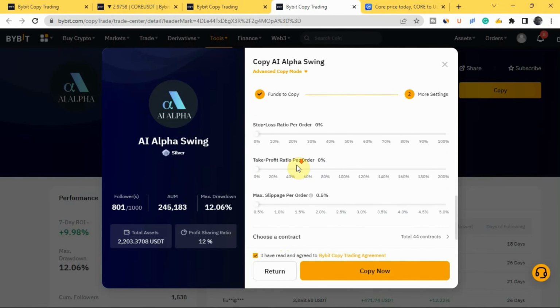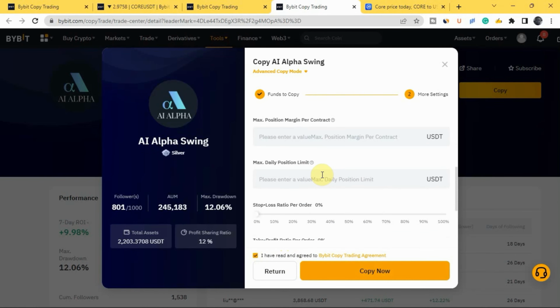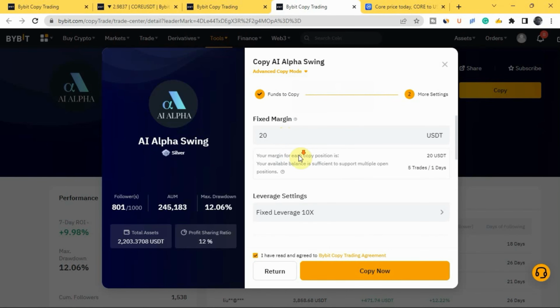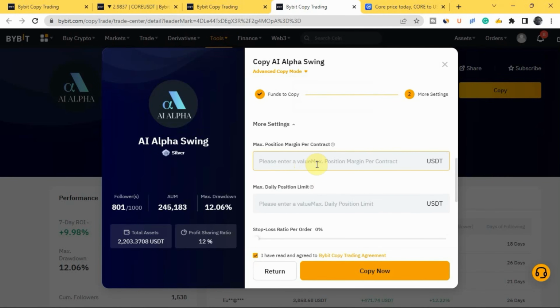Now, aside from that, if you scroll down to where you have more settings right here, you see different options that you can pick. I'm going to explain what this means to you. Right here where you have maximum position margin per contract, the meaning of this, as you can see on the screen, is that when the trader reaches a position margin of any amount you put in there in a single contract, you automatically stop copying the trader for the day. I advise that you leave this open, because once you've entered the amount of money for fixed margin right here, this does not necessarily matter.